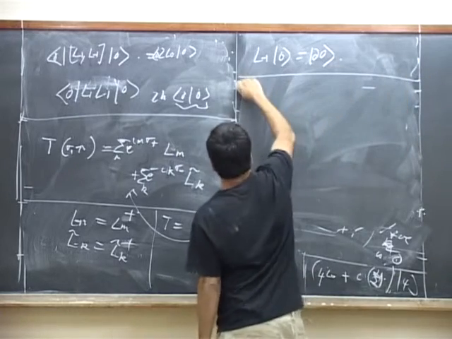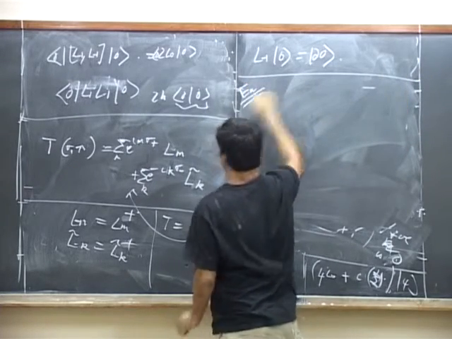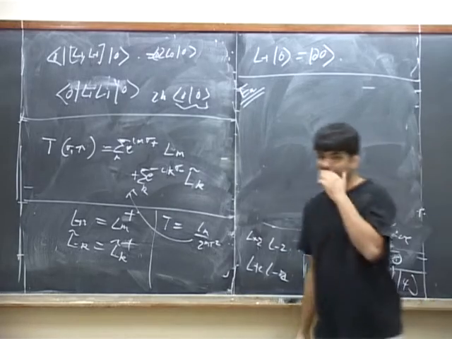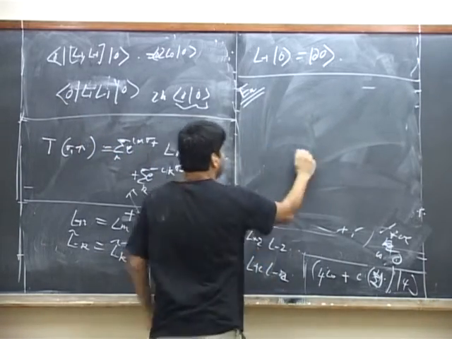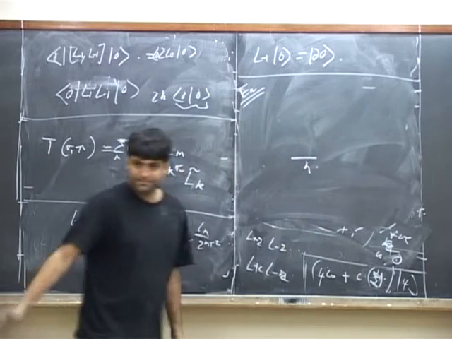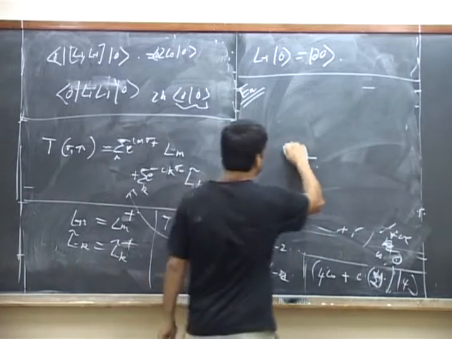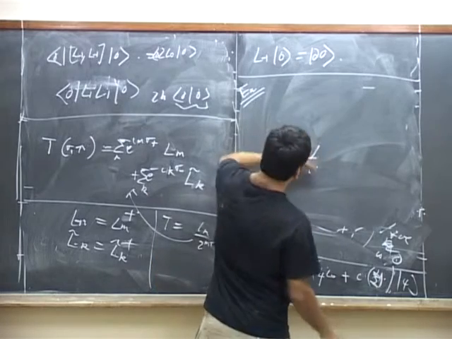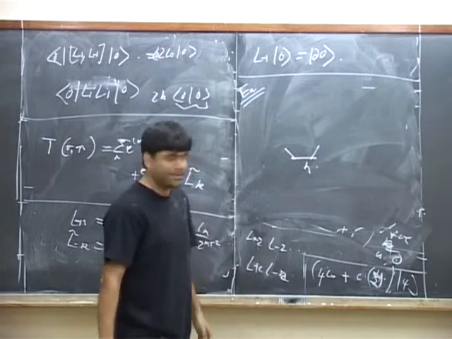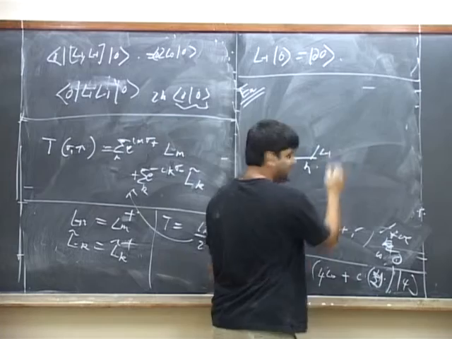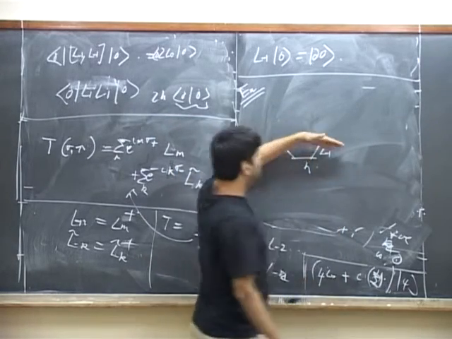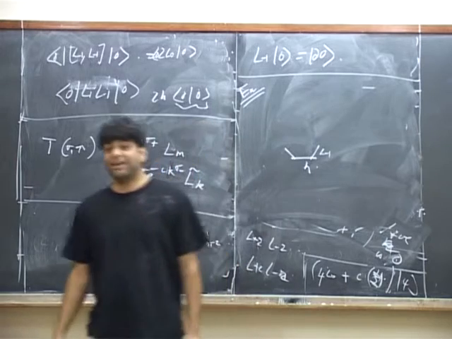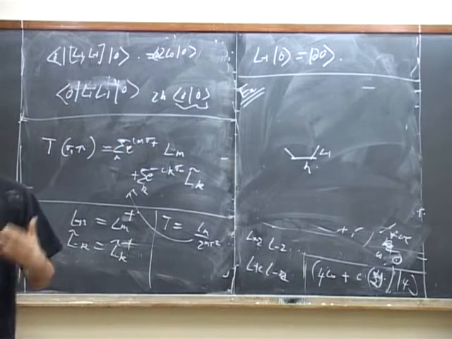Firstly, I want to suggest the following. You see, effectively, what we did here was to take... Remember, we said that we have a primary state at weight h. There's the primary state, and then there are states obtained by acting on that state with L minus 1s. This has energy 1 above that, right? What about states with energy 2 above that, right?